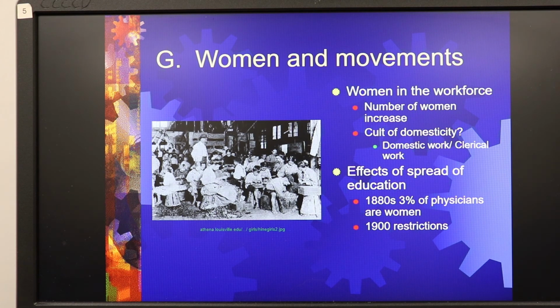Women in movements. First off, women in the workforce. As the population grew, the number of women in the workforce increased. In 1880, there were 2.6 million. By 1890, 4 million. By 1900, 5.1 million. And by 1910, 7.8 million. Did it totally change a society that believed in the cult of domesticity? Remember that, where the woman's job was to stay home and take care of the kids?